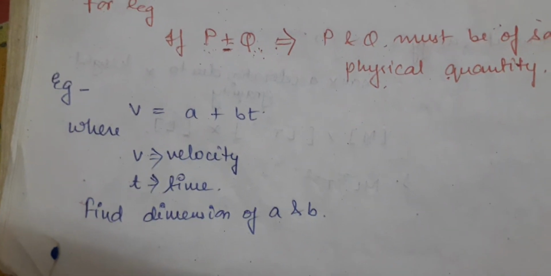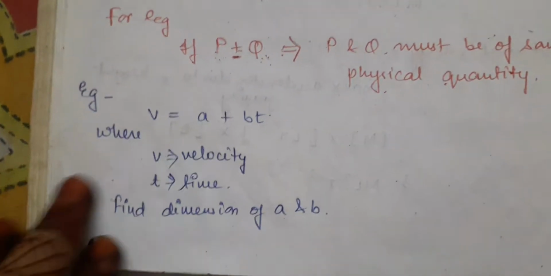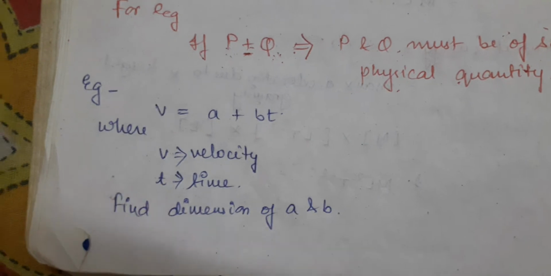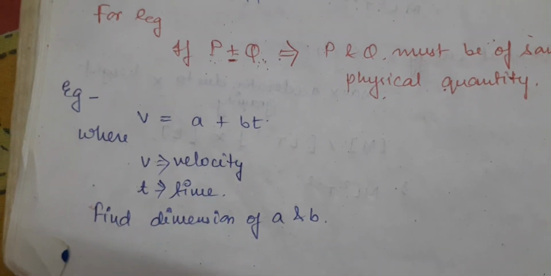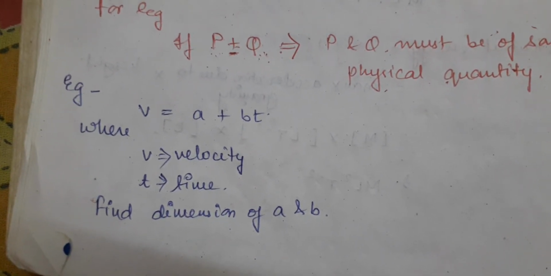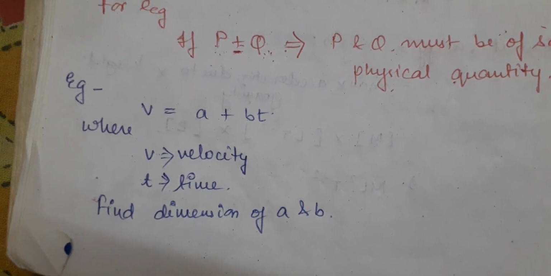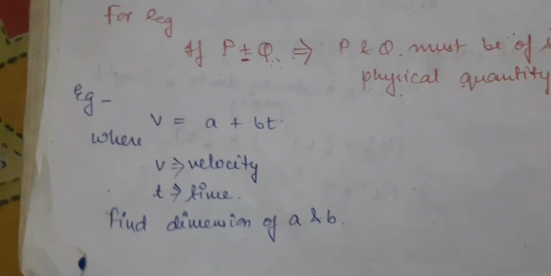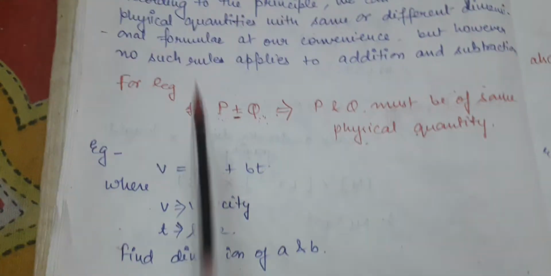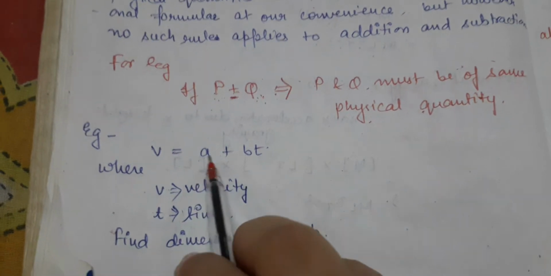Suppose we are taking the example of v = a + bt. Suppose the question is given where v is velocity and t is time. You have been asked to find the dimensions of a and b, and keeping the principle of homogeneity in your mind, you have to find the dimensions of a and b.